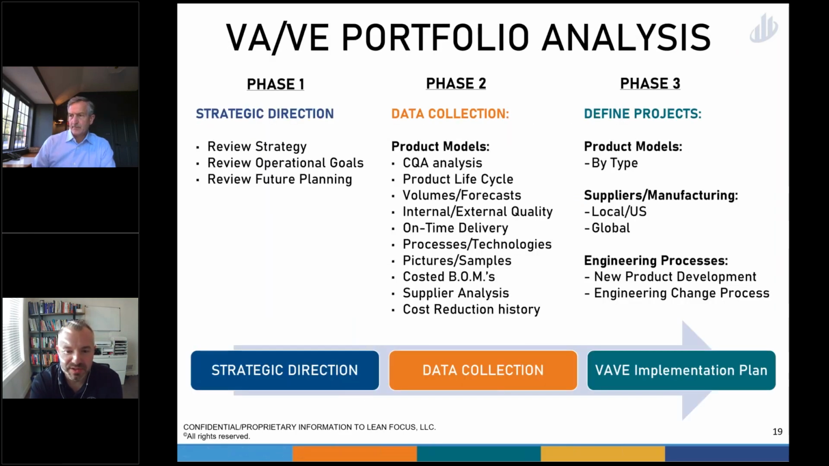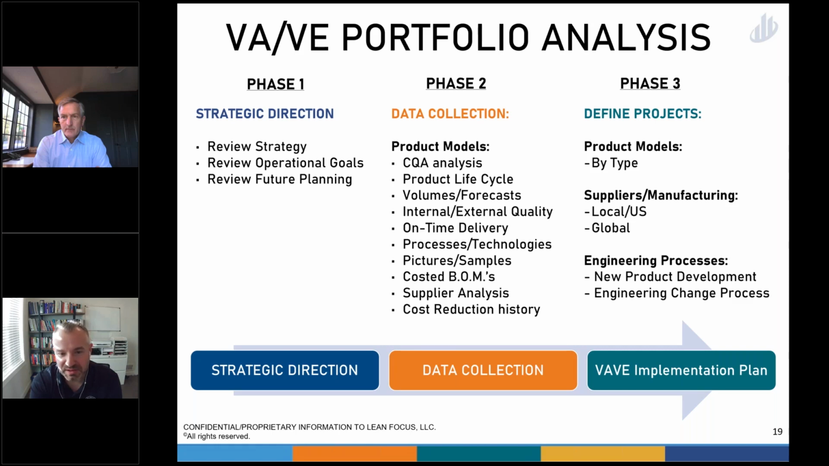So we started with this 3-phase portfolio analysis. This is a great place to start in a business that hasn't employed VAVE methodology before and has a platform of products. So where do you start? We start with a set of tools and processes around strategic direction: understanding the market strategy for the business, the profit targets, and what the product pipeline looks like in terms of things we're launching new, products we're obsoleting, and so on.